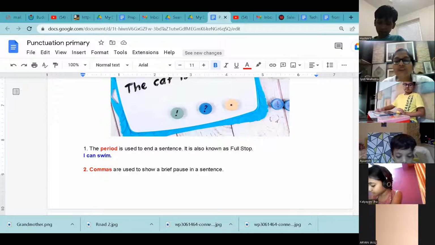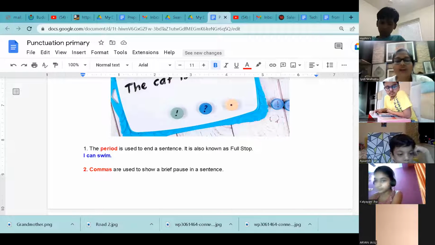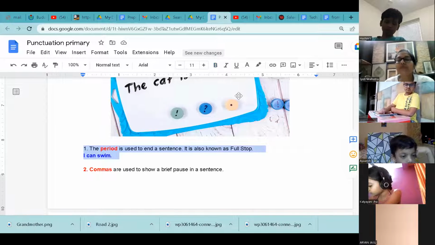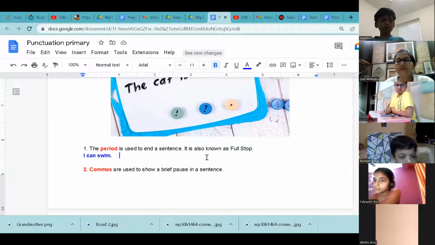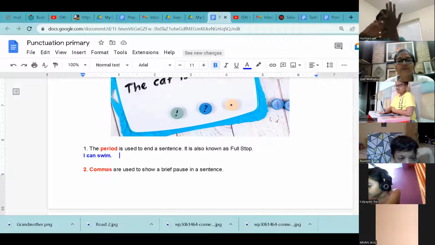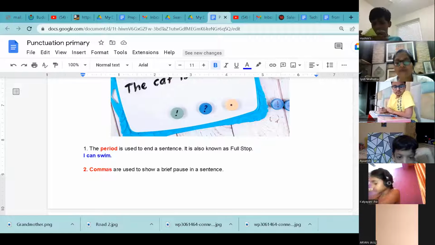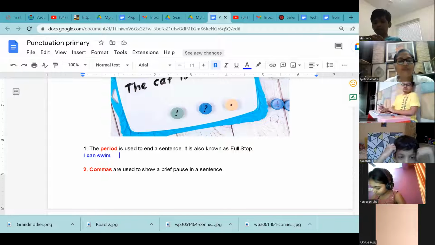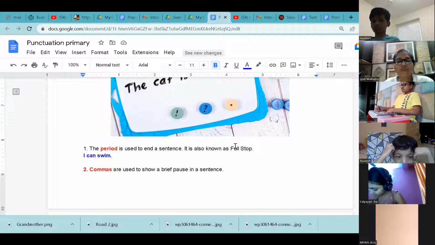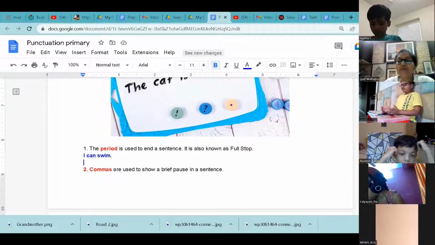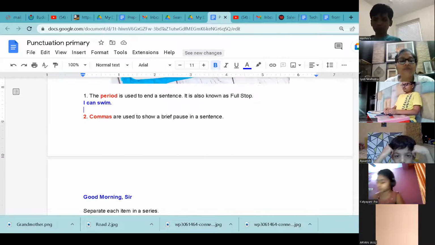Who will read? I want Ayansh to read the first one. Ayansh, please read this one. The period is used to end a sentence. It is also known as a full stop. For example, I can swim. Now there is a full stop at the end. I can swim. Sai, would you like to read the second one?